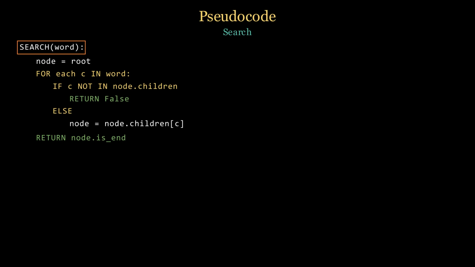Search, return true if the word is in the trie. Start at the root. For each character in the word, if the character is not a child, the word is not in the trie. Return false. Else we have a child for that character. Move to that child. After the loop, return whether this node is marked end of word.